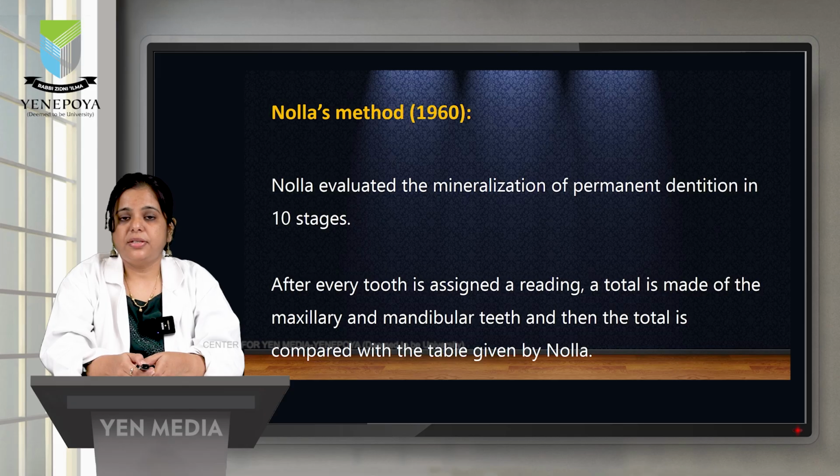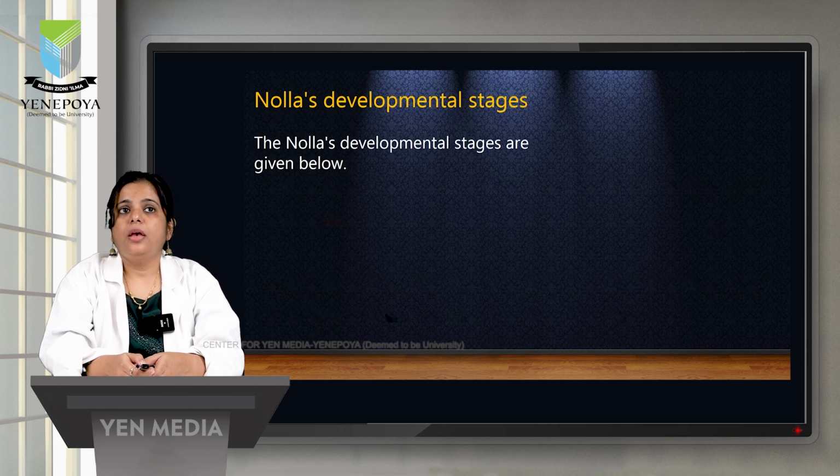Moving on to Nolla's method, which was given in the year 1960. Nolla evaluated the mineralization of permanent dentition in 10 stages. After every tooth is assigned a reading, a total is made of the maxillary and the mandibular teeth, and then this total is compared to the table which is given by Nolla. The Nolla's developmental stages are given below.